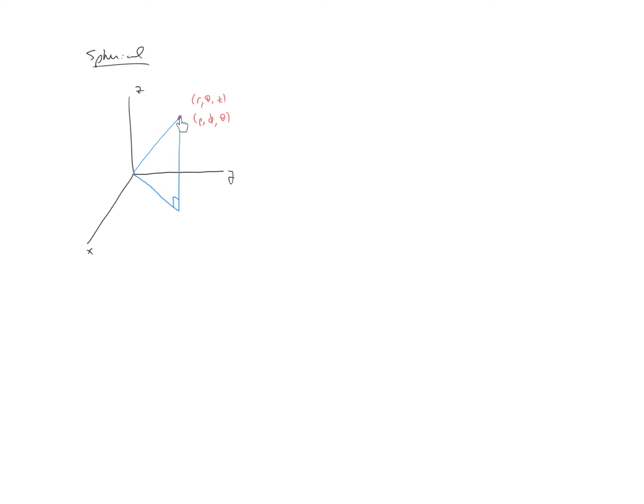Rho, if we're considering this point, rho is going to be this distance right here. So that's going to be our rho. Our theta is going to be the same theta that you saw up here. That was our angle from here around. So this guy right here would be our theta.